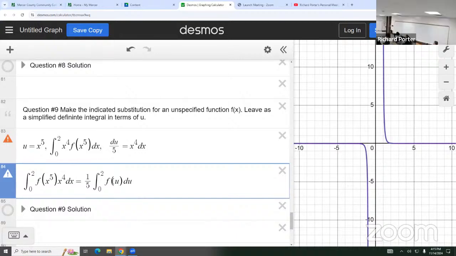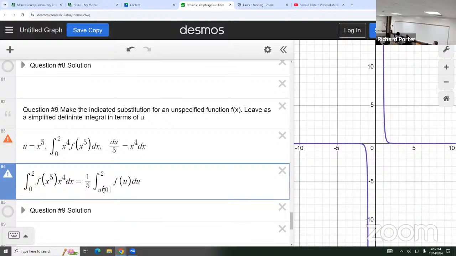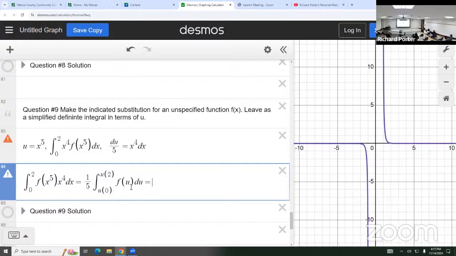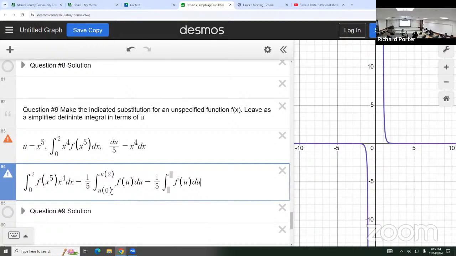What did I forget to do? I said you have to change it. What do I have to change? I have to change these limits. Okay. So what is u of 0 here? I'm waiting. I'm not going to tell you. Yes, it's 0. What about u of 2? What's that?